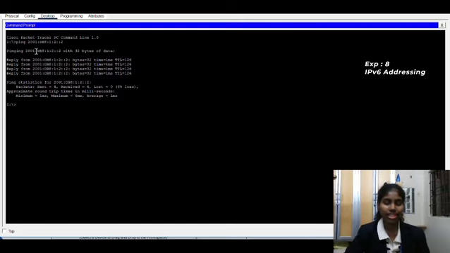Finally, IPv6 addressing and static routing were successfully configured, and communication between the networks was verified. From this experiment, I learned how to configure IPv6 addresses on routers and end devices using proper prefix notation. I understood how to enable IPv6 routing and configure static routes between the networks.